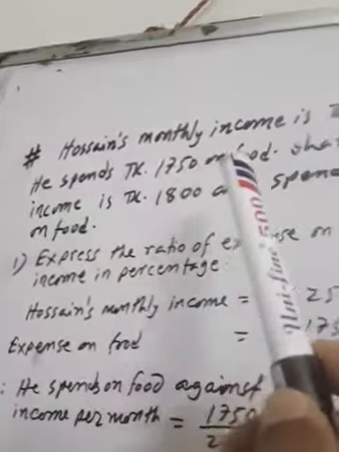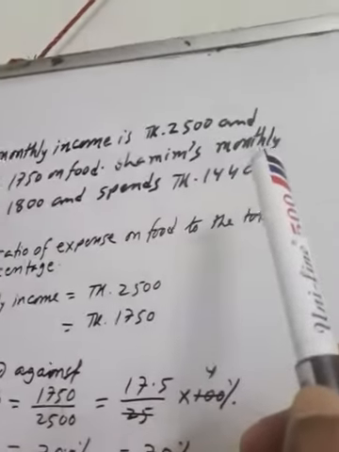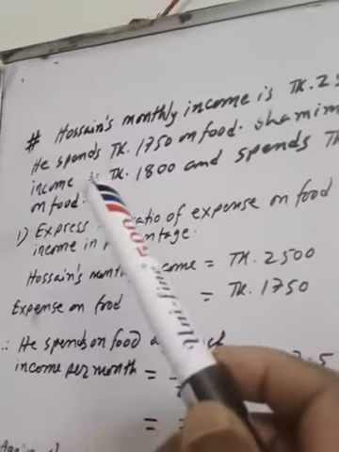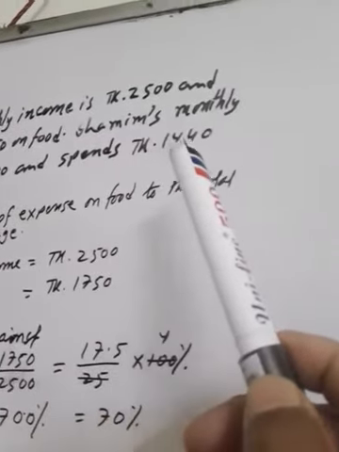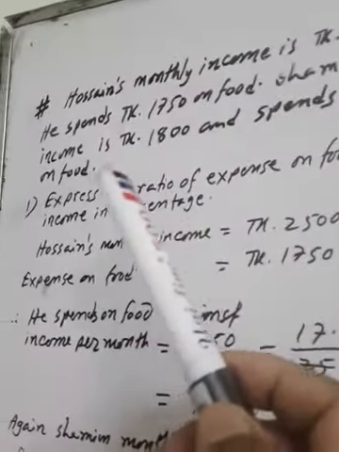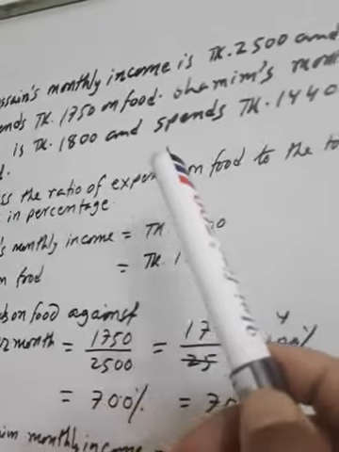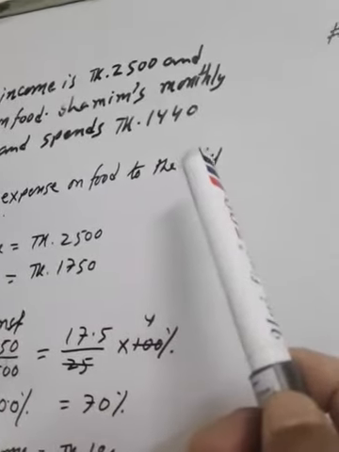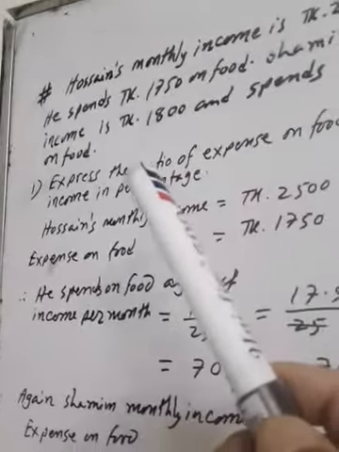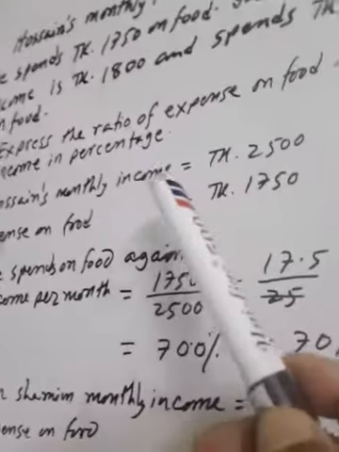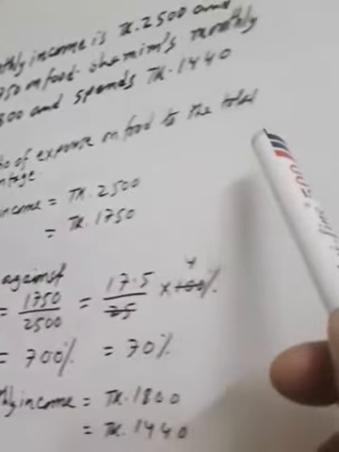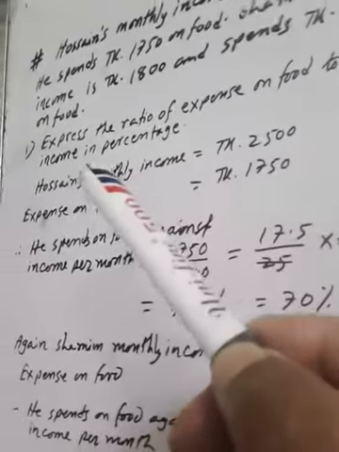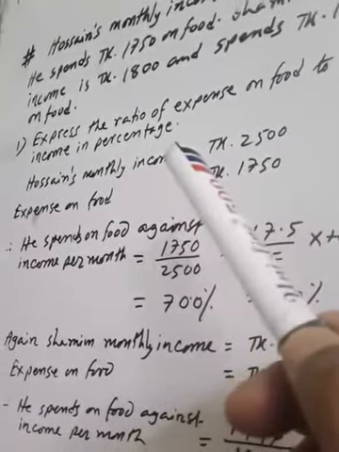See, Hussein's monthly income is 2500 taka and he spends taka 1750 on food. Shamim's monthly income is taka 1800 and he spends taka 1440 on food. Express the ratio of expense on food to the total income in percentage.